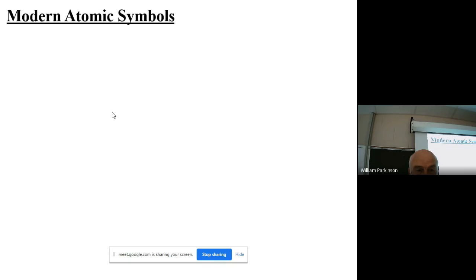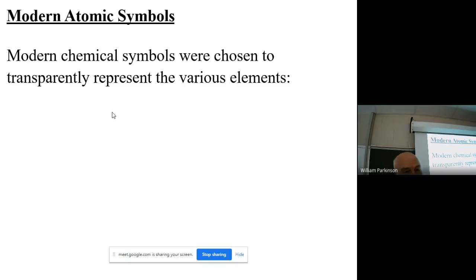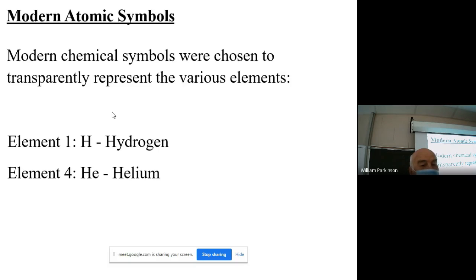Okay, now, what about modern symbols that are used? Well, modern symbols are transparent entirely. We use letter symbols to represent the elements. Hydrogen is just H, helium is He. Now, why would we do something like this? Because it gets tiresome when you have a complex chemical reaction to write the word hydrogen. We're just going to put it down as H, and we're all going to understand that we're talking about hydrogen.